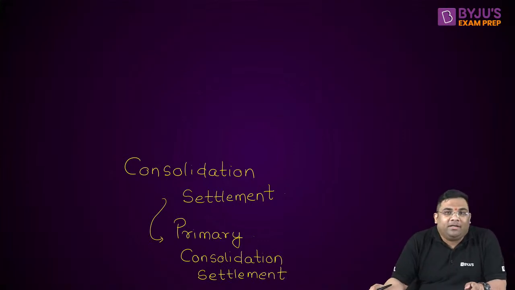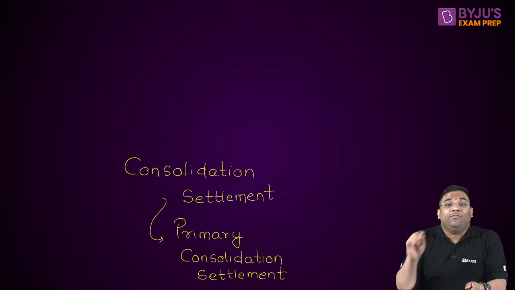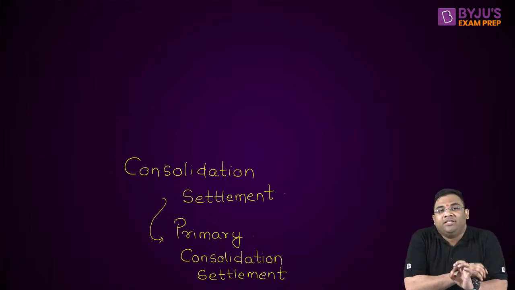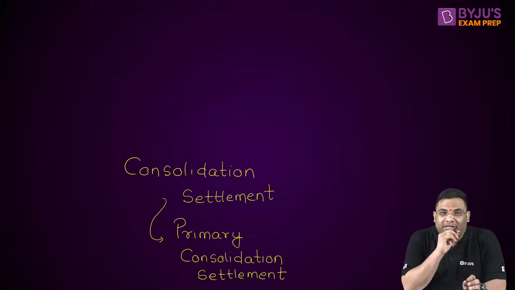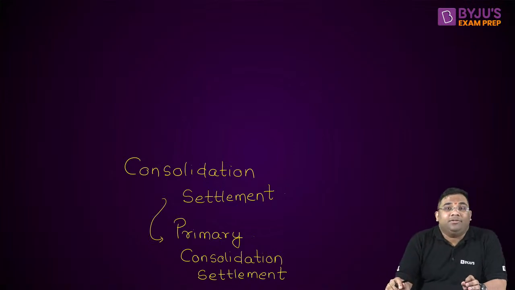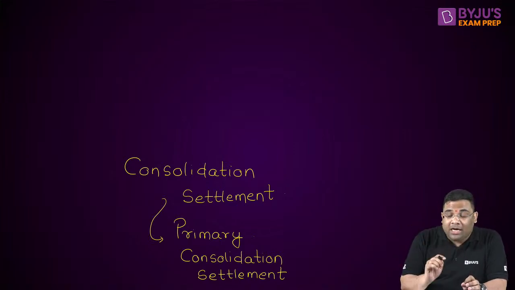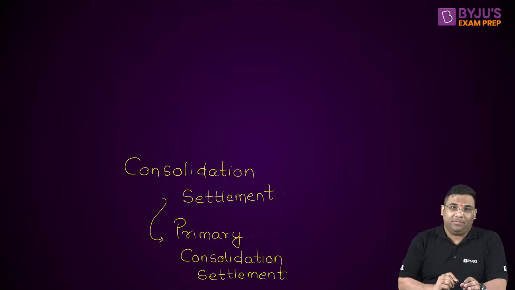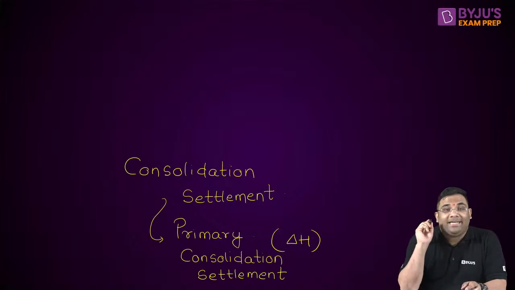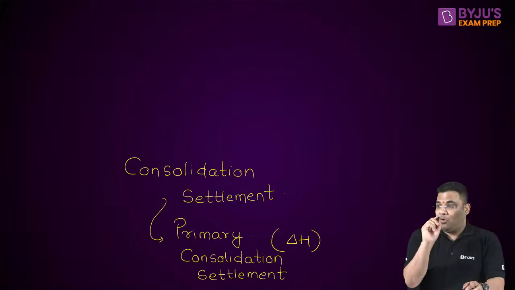We have already seen that we have two types of settlement. The first one is the primary consolidation, and the second one is the secondary consolidation, right? But when we see our GATE syllabus, the questions are asked from your primary consolidation settlement, and that we will call as delta H.